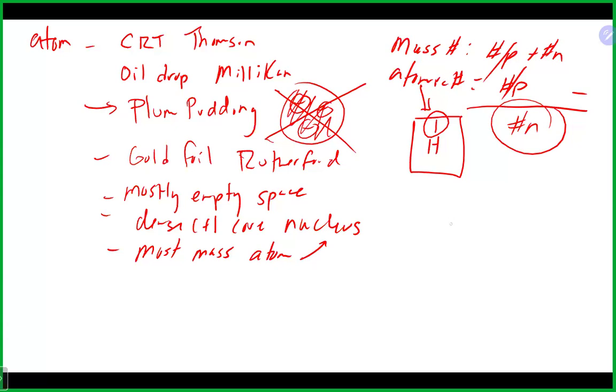We also talked about how we can write isotopes, which are the same element, but they do have different numbers of neutrons, which gives them different masses.